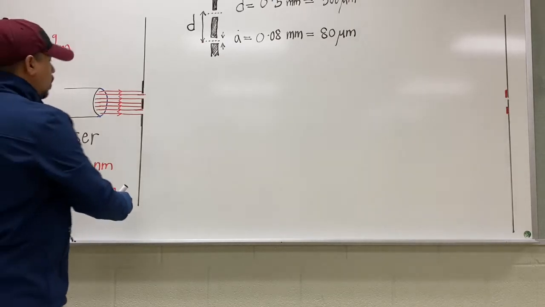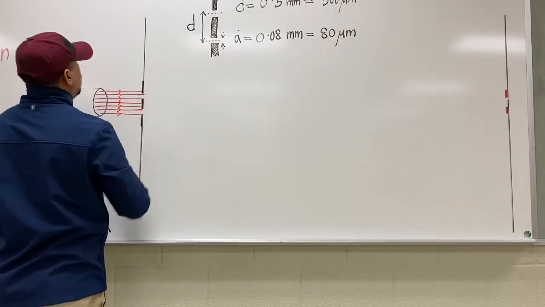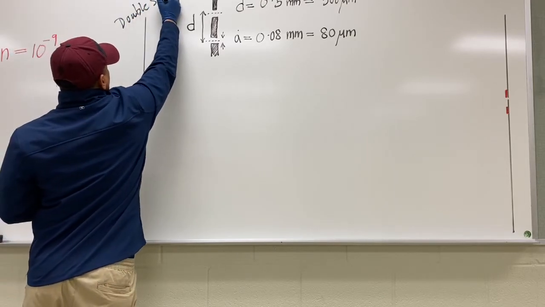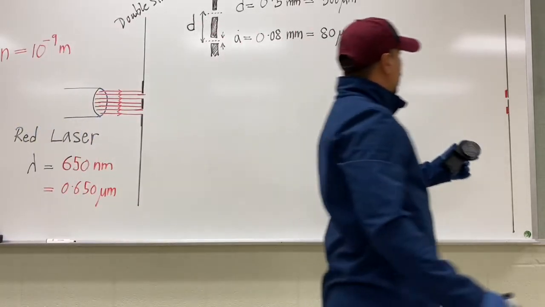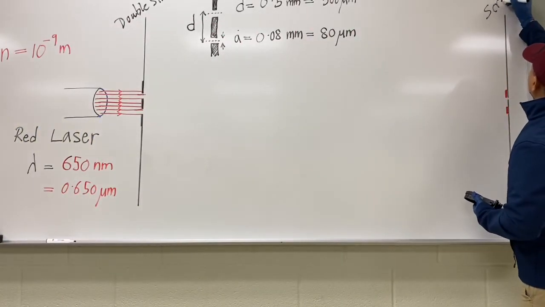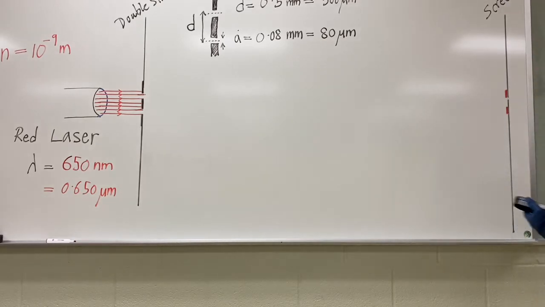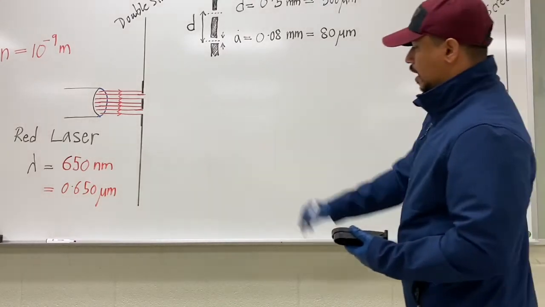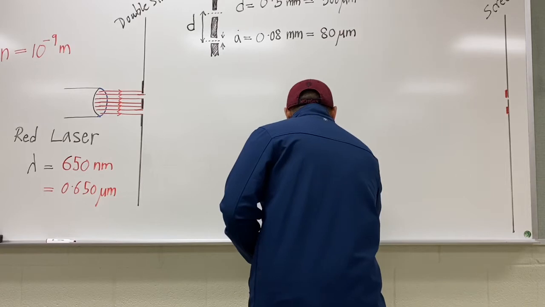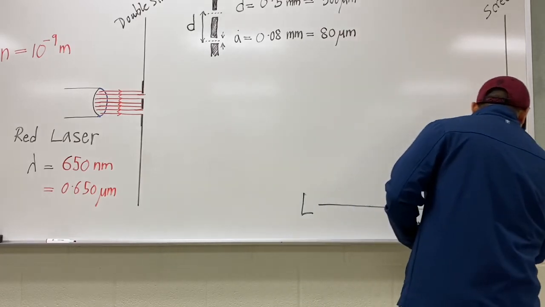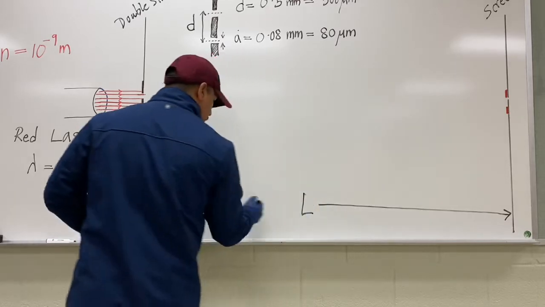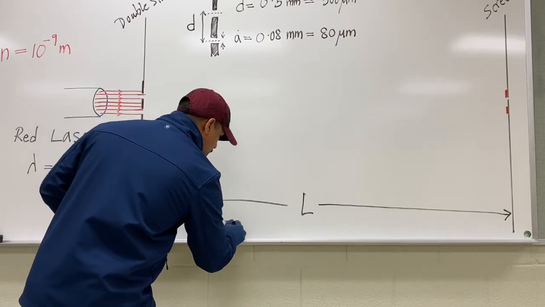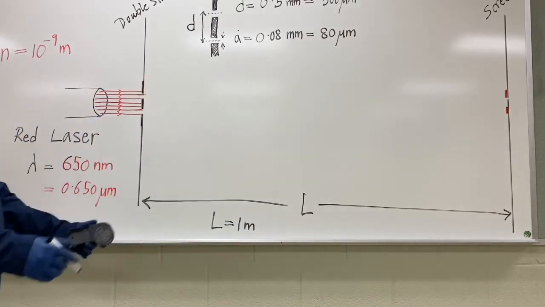Now here I have the double slit. And here I have my screen. And the separation between the screen and the double slit is 1 meter. So I'm going to call this L. L is the length between the screen and the double slit. L equals 1 meter. So this is my setup.